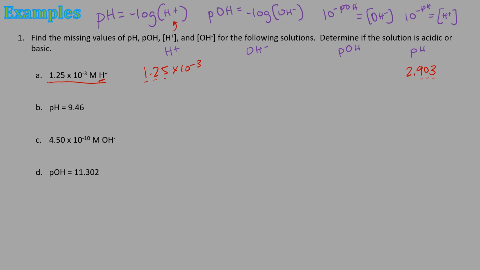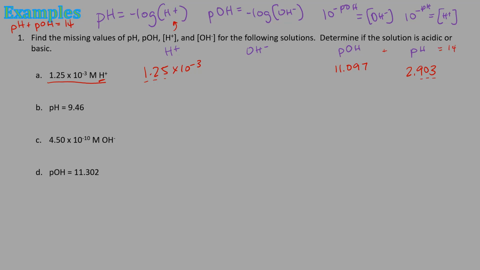All right, and then for the pOH, it's really easy. Oh, I forgot to write that equation down. So the pH plus the pOH over here on the left is equal to 14. So that's really easy because I've got 2.903 for my pH, and so it'd be 11.097 for my pOH. So those two always add together to give you 14, right?